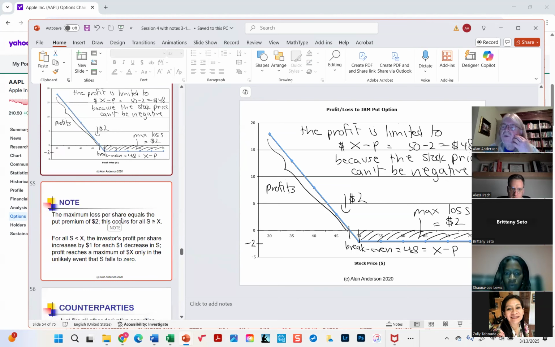So that means the maximum profit is $48. The maximum payoff is 50. The maximum profit is 48.